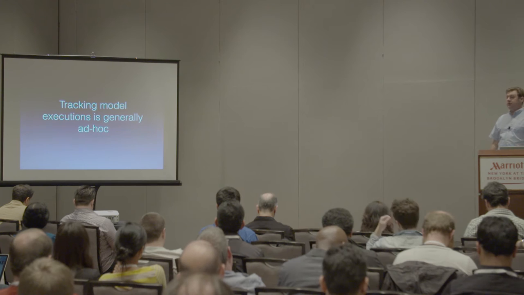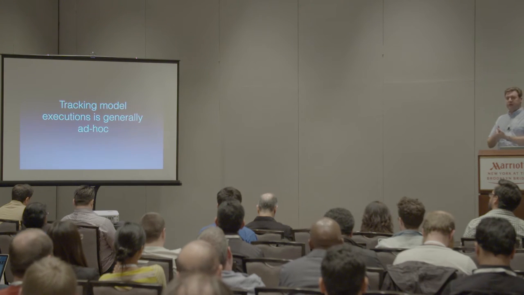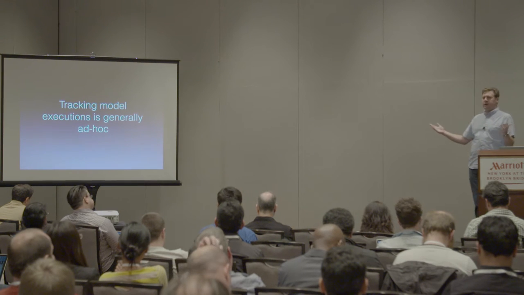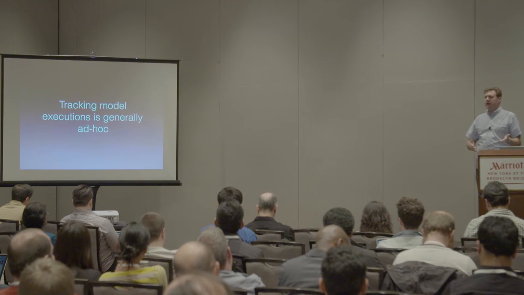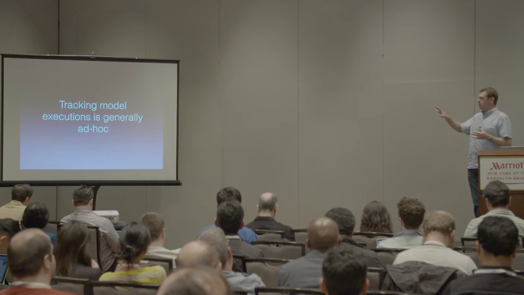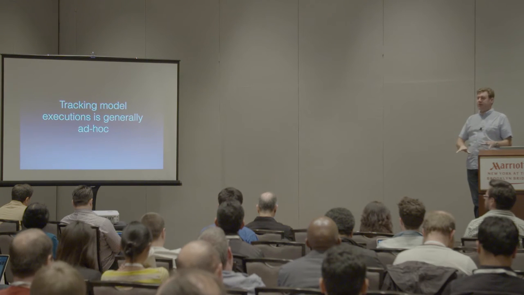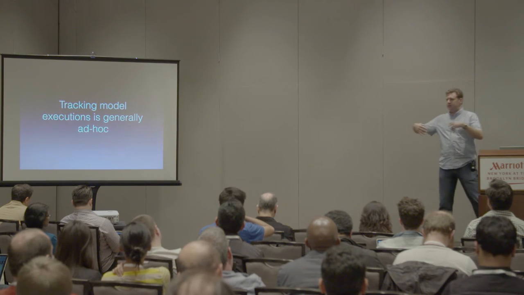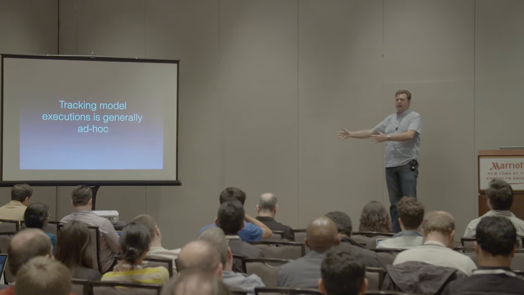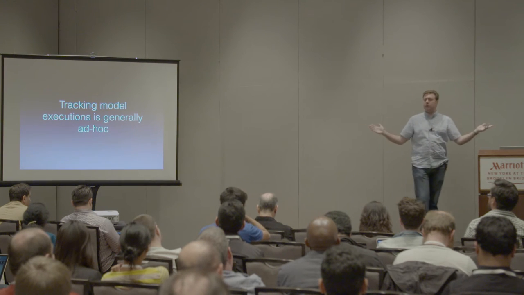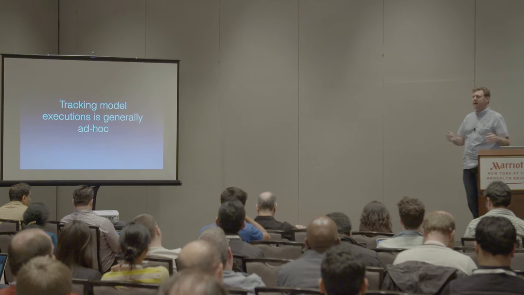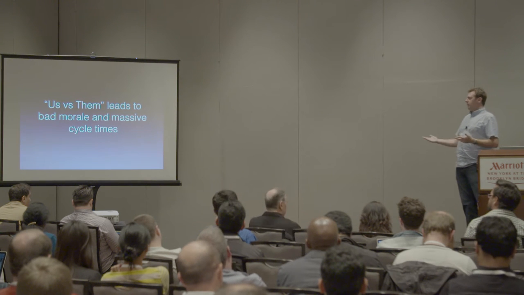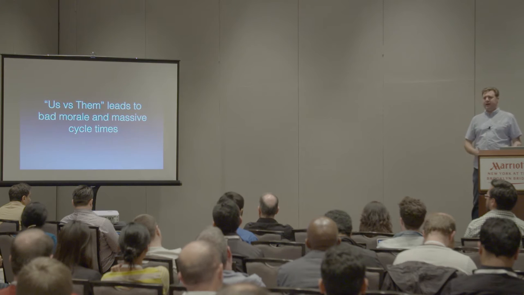Tracking the execution, the actual performance of the models in real life use is ad hoc. It's pretty much whatever gets implemented for each individual model. And a lot of times, there is no cohesive system in the application. There's a lead model, and then there's a credit limit model, and then there's a loan amount model, and maybe there's some models for who knows what else, and they're all separate, and they don't know about each other. There's no commonality to the code. And finally, this us versus them leads to bad morale and massive cycle times.